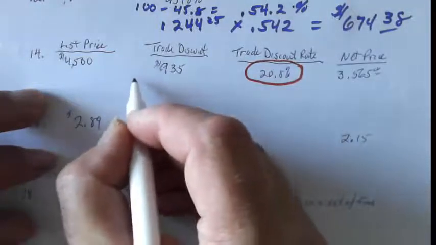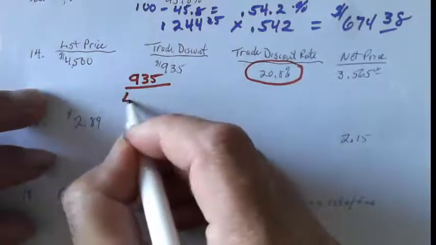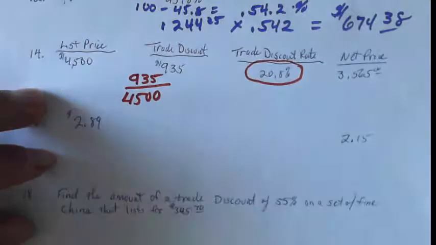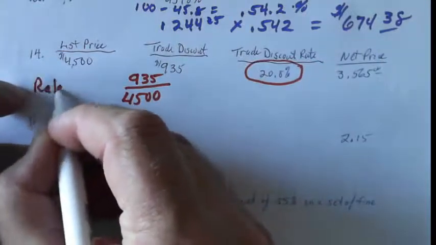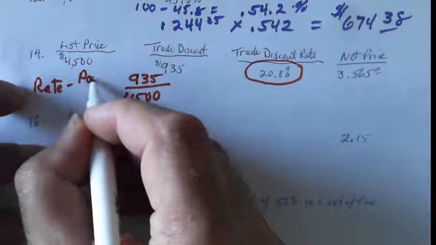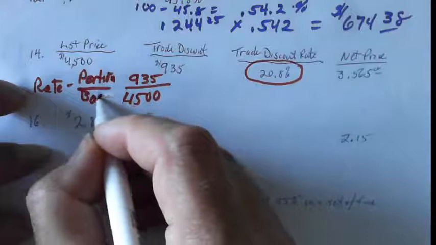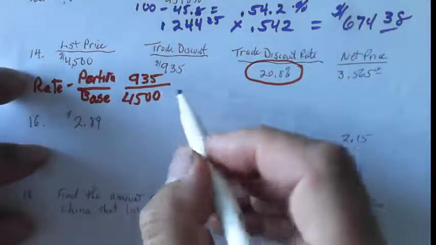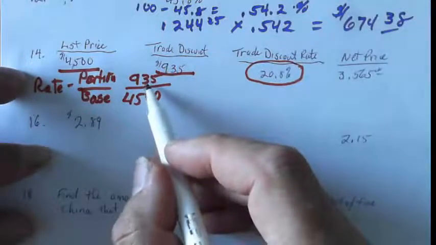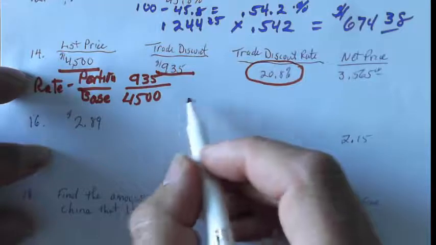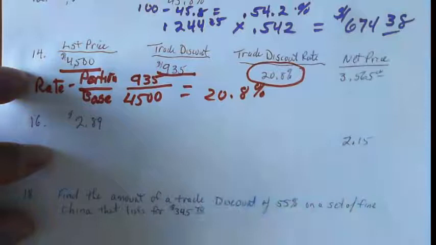So, in order to get a rate, you have to have a part, which is the discount, over the whole, which is the list price. So you're looking at your standard proportion, right? That you're looking for a rate. Remember, the formula for that is rate is going to be your portion over your base. And I call it the part over the whole. Okay, so here your part is your discount, your whole was the list price. Okay, and then you just simply divide. So 935 divided by the 4,500 is going to give you that 20.8. And of course it's going to be a percent.